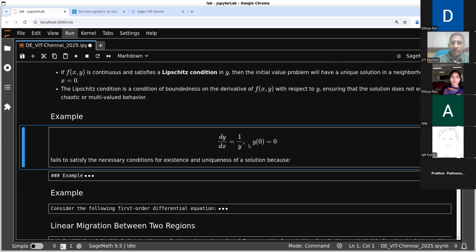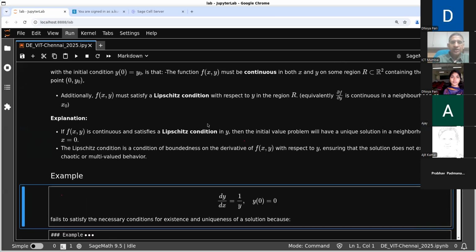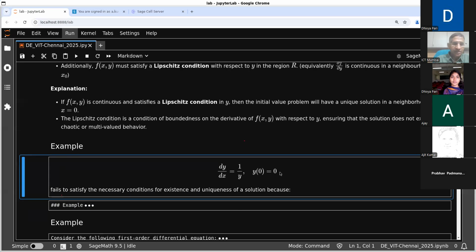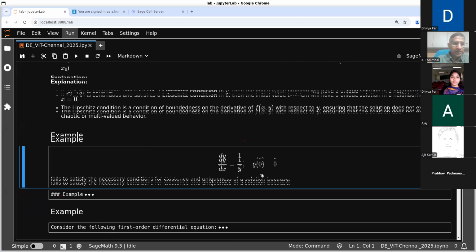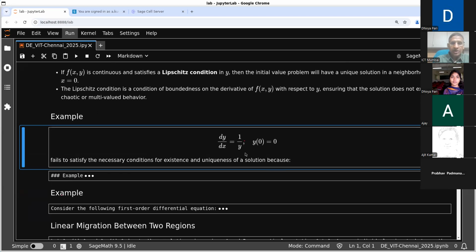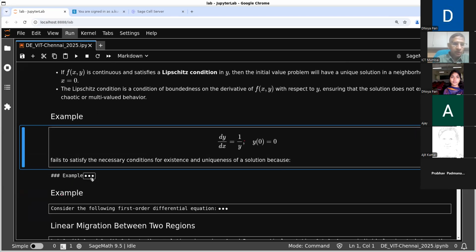So if you need continuity of f_y(x,y) at 0, but you know that 1 upon y is not continuous in y, right? So this differential equation does not satisfy the necessary and sufficient condition. In fact, if you take the partial derivative of 1 upon y with respect to y, this will become unbounded. So this will not have a solution.